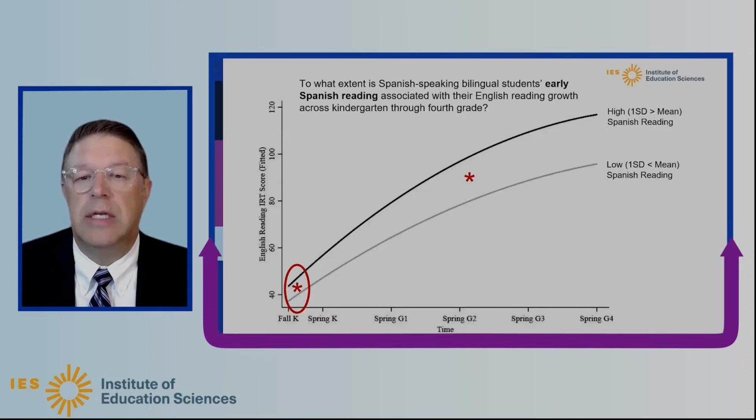With respect to our first question about the relationship between early Spanish reading skills at school entry and English reading growth from kindergarten through 4th grade, we found a significant relationship for both initial status and for growth over time. On the graph, you see fitted lines for 2 groups. Spanish-speaking bilingual students with higher Spanish reading skills at kindergarten entry are represented by the dark line, and Spanish-speaking bilingual students with lower Spanish reading skills are represented by the gray line. Essentially, students with higher Spanish reading skills at kindergarten entry began school with higher English reading scores, and they made more growth across time in English reading through the end of 4th grade.